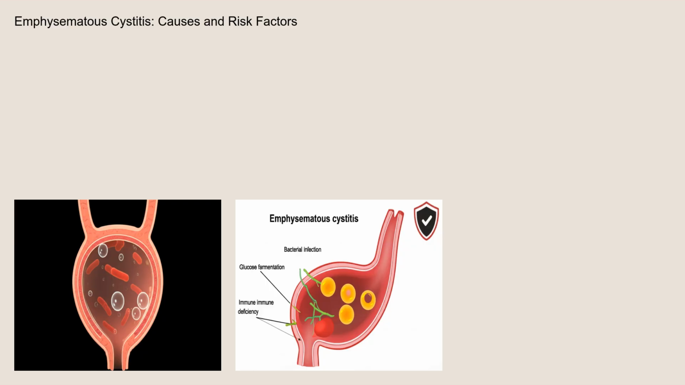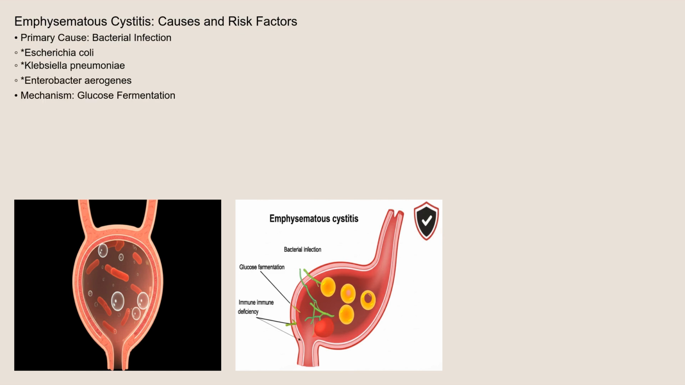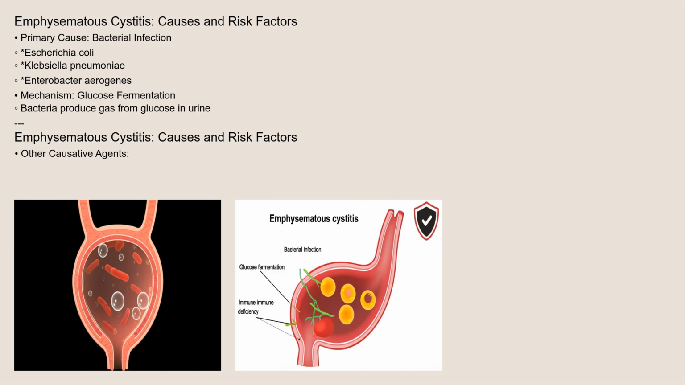The primary culprit behind emphysematous cystitis is bacterial infection, most commonly caused by Escherichia coli, Klebsiella pneumoniae, and Enterobacter aerogenes. These bacteria are glucose fermenters, meaning they produce gas as a byproduct of metabolizing glucose in the urine. Other causative agents can include fungi like Candida albicans. However, the presence of these organisms alone isn't enough. Predisposing factors are crucial. These often involve impaired glucose metabolism, most notably diabetes mellitus. Poorly controlled blood sugar provides ample glucose for these bacteria to ferment.